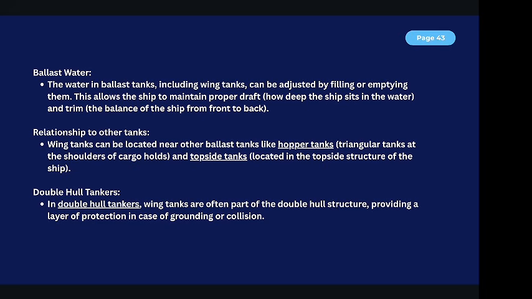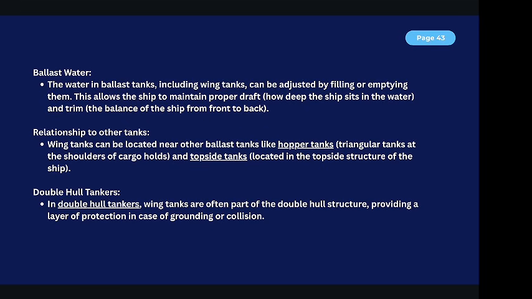So the ballast water, including in the wing tanks, can be adjusted by filling or emptying them. This allows the ship to maintain the proper draft, or how deep the ship sits in the water, and the trim, that is the balance of the ship from the front to the back.